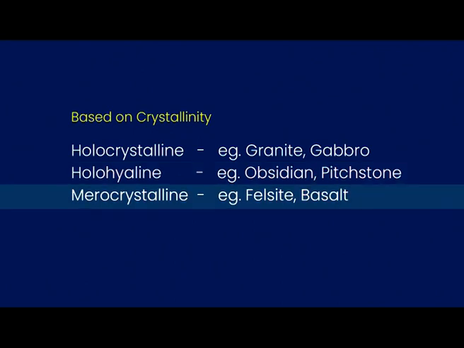In the third category, that is merocrystalline or mesocrystalline igneous rock, we find a combination of crystalline matter and glassy matter. This category is exemplified by rocks like felsite and basalt. Felsite being a hypabyssal rock, whereas basalt is a volcanic rock.